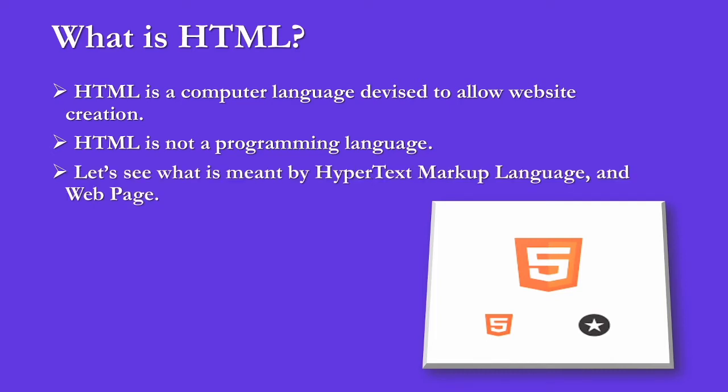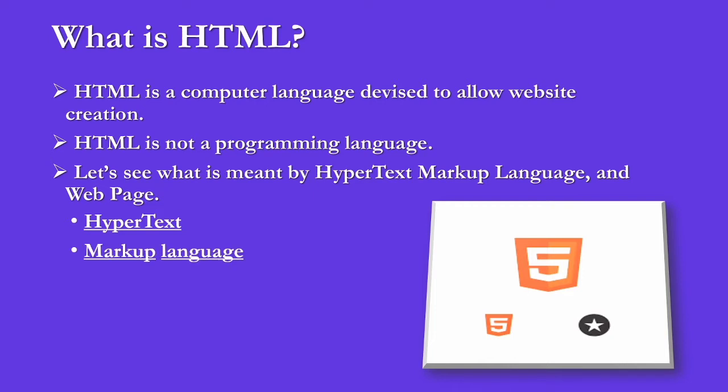Let's see what is meant by hypertext markup language and web page. Hypertext. A text that has a link within it is a hypertext. Whenever you click on a link which brings you to a new web page, you have clicked on a hypertext. Hypertext is a way to link two or more web pages, that is HTML documents, with each other.